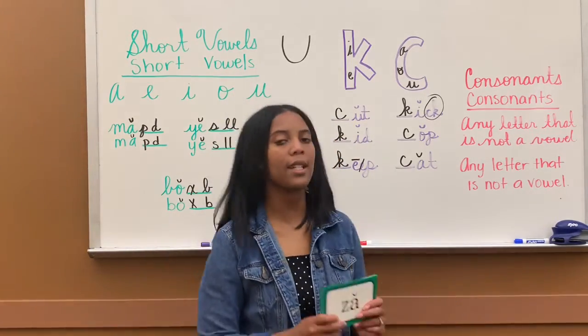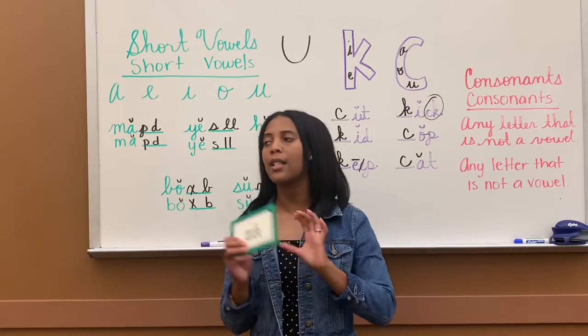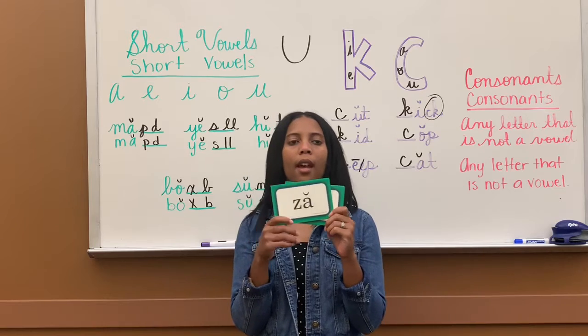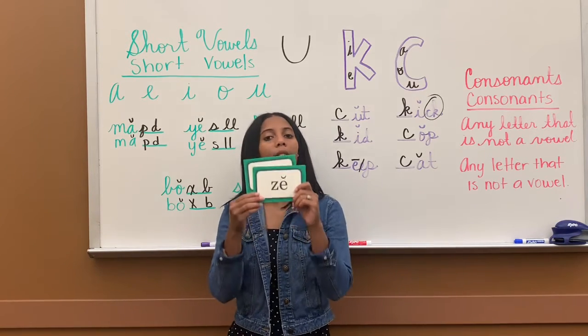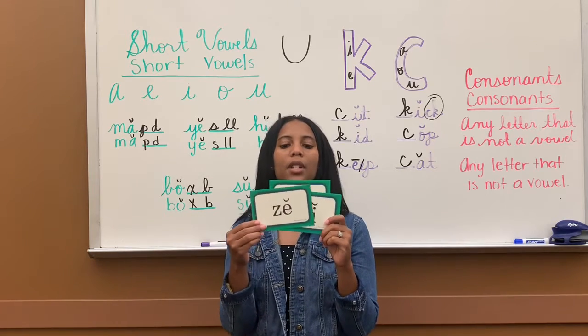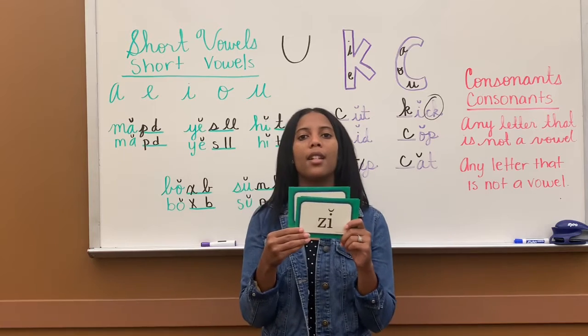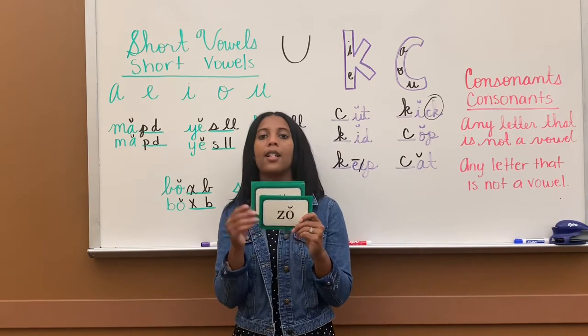Last one we'll do today, Z. Z says z. Let's blend this consonant Z with the vowels. Z says z. A says a. Put it together, za. Z says z. E says e. Put it together, ze. Z says z. I says I. Put it together, zi.